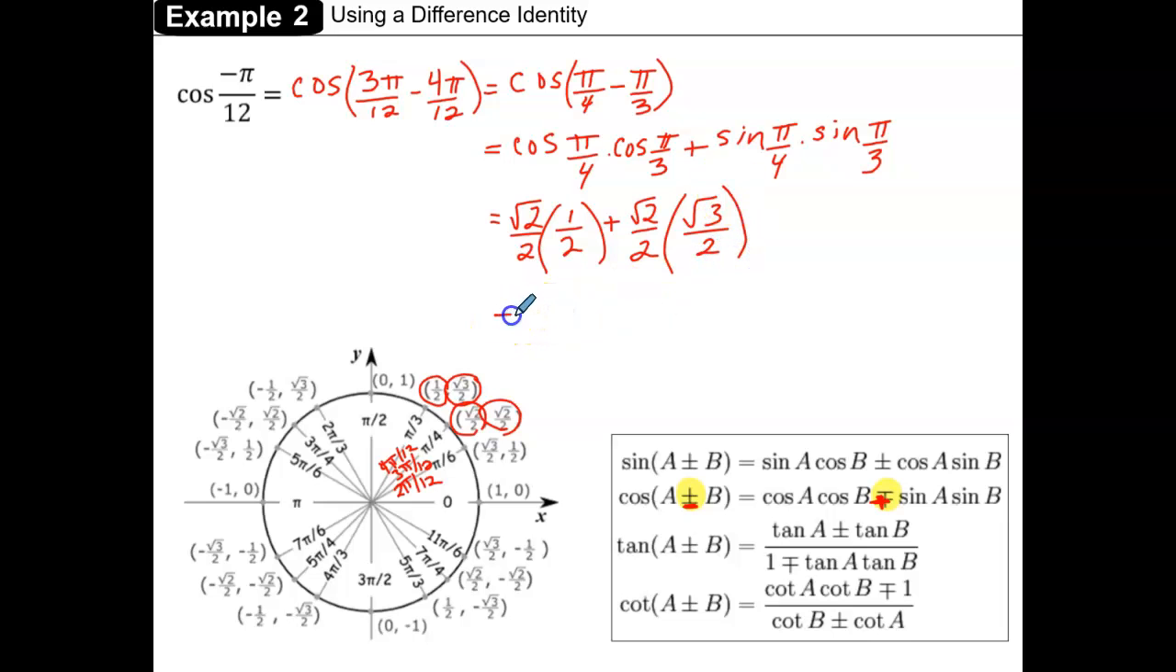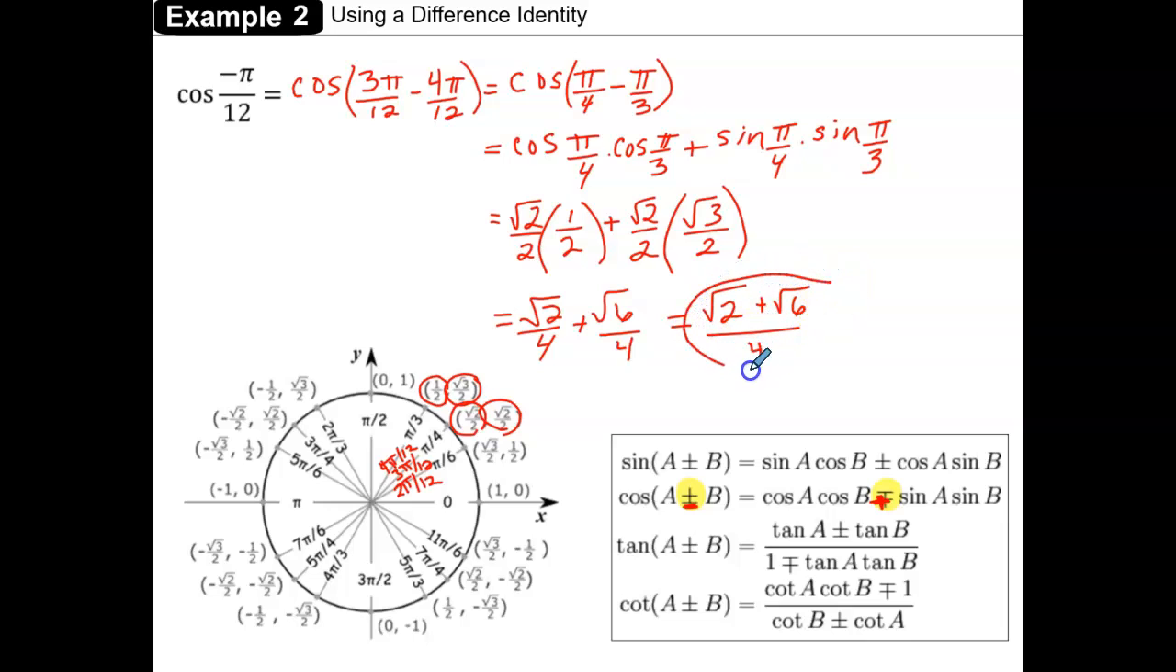And then we can simplify to get square root of 2 over 4 plus square root of 2 times square root of 3 is square root of 6, and 2 times 2 is 4. And adding those fractions, since we have a common denominator already, becomes the square root of 2 plus the square root of 6, all divided by 4.